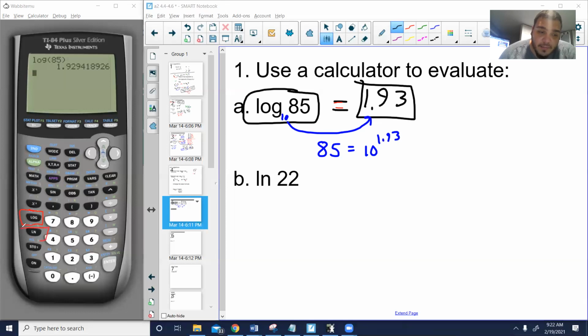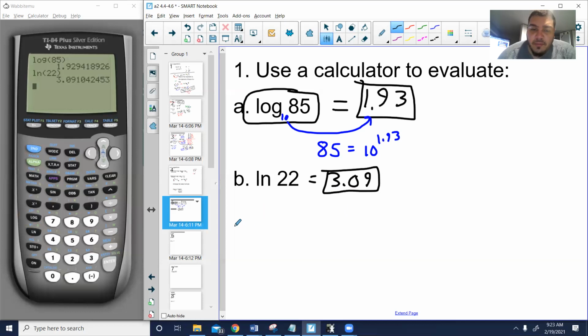So the ln button, we just click the ln button in order to get it. Anyway, ln of 22. So you click ln of 22, enter. This is 3.09.